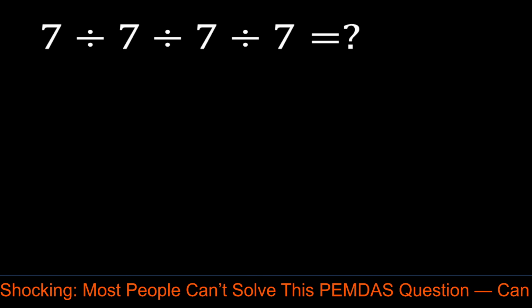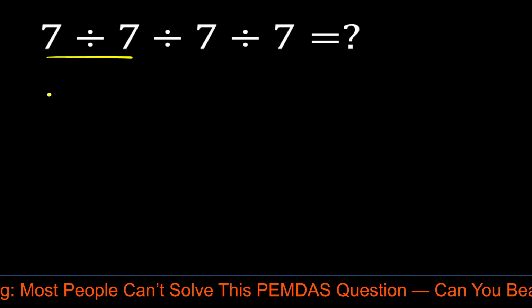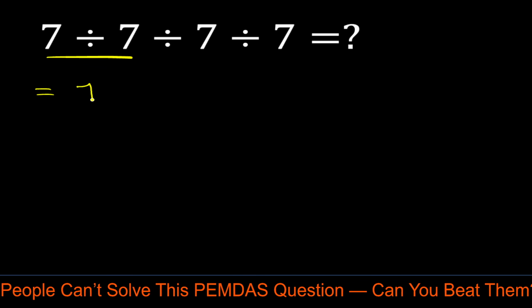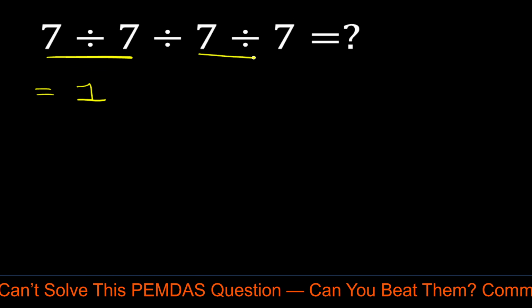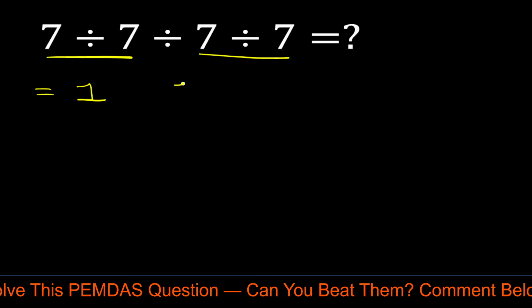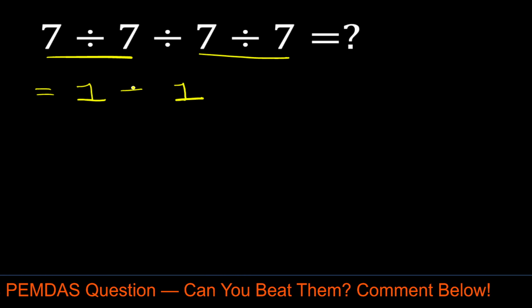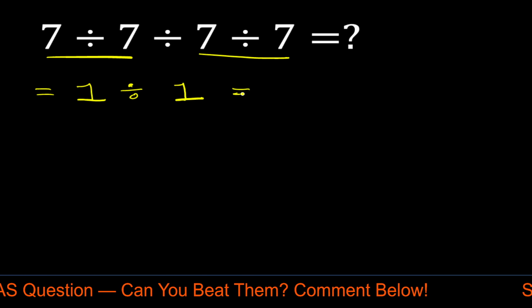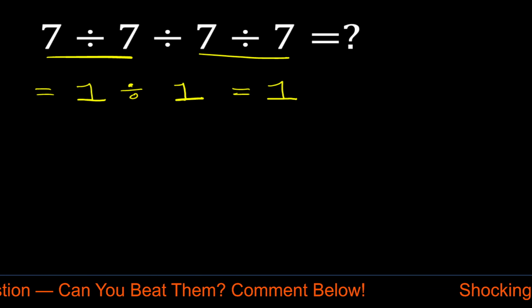So 7 divided by 7. So 7 divided by 7 is equal to 1, right? Then again 7 divided by 7. So 7 divided by 7 is equal to also 1. Now 1 divided by 1. So 1 divided by 1 is equal to 1, right?